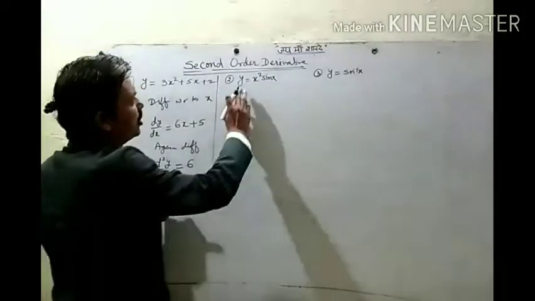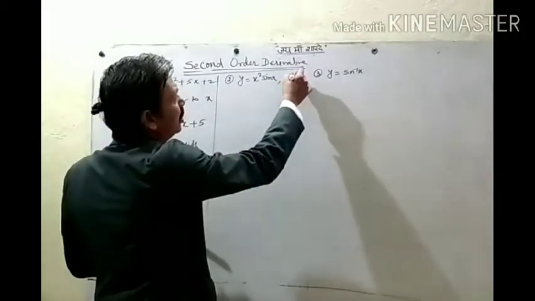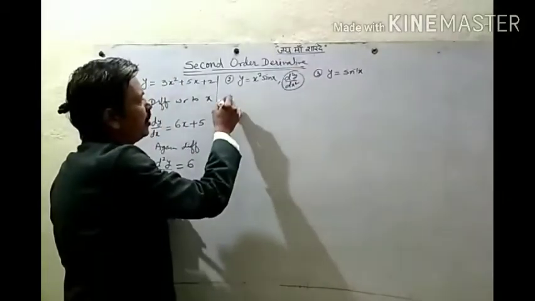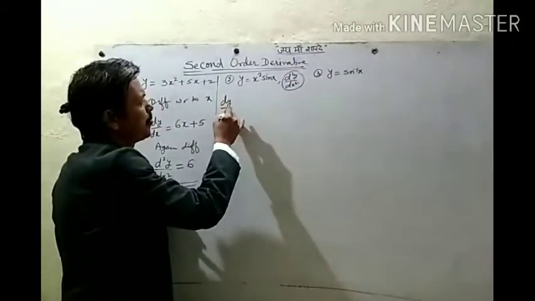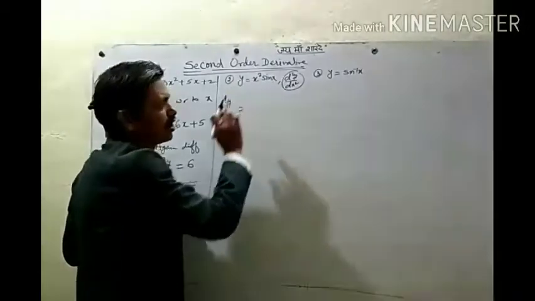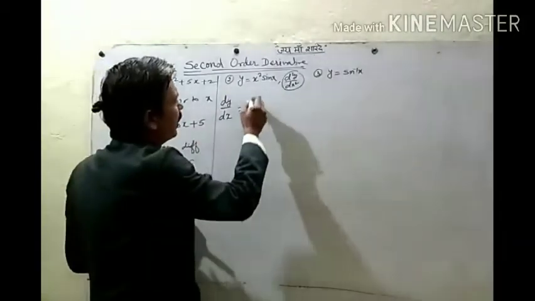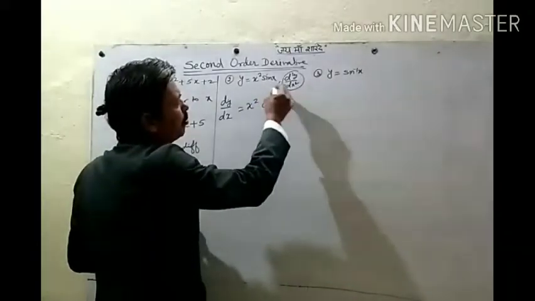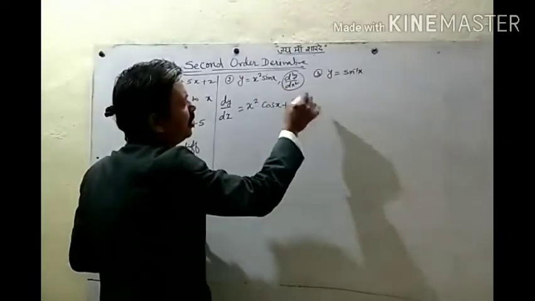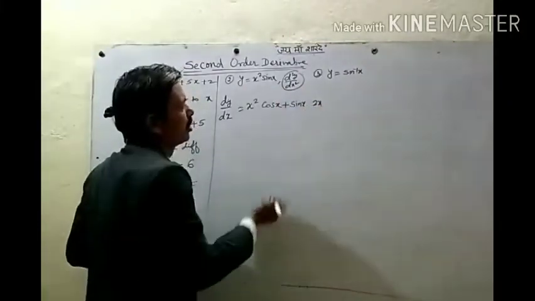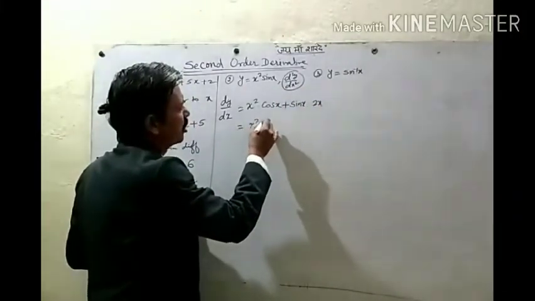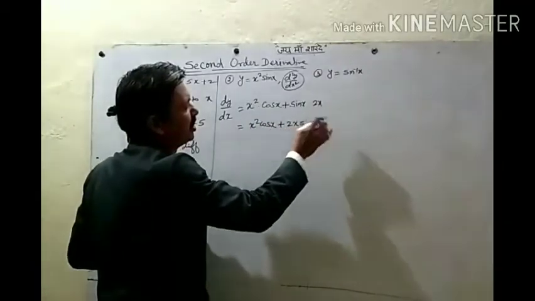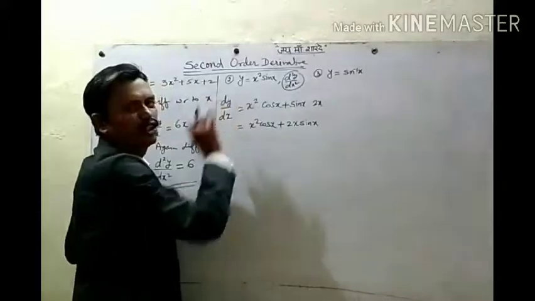Now, we want to find d2y by dx square, the second order derivative, for y equal to x square sin x. Differentiating once, what do we get? Here there are two functions, so apply the product rule. x square as it is, derivative of sin x is cos x, plus sin x as it is, derivative of x square is 2x. So you get x square cos x plus 2x sin x. This is our first derivative of y.